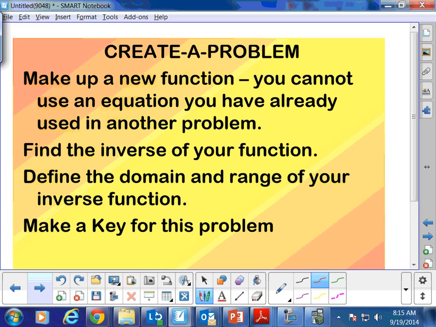And actually what I want you to do is create a problem. I want you to create a function, and you cannot use an equation you already have used in another problem. Find the inverse of your function and define the domain and range, and make a key for this problem. So go ahead and work on that, and I'll call on somebody randomly to show me their work.